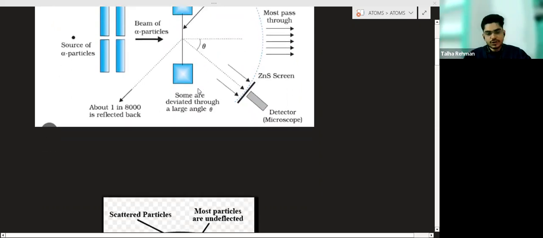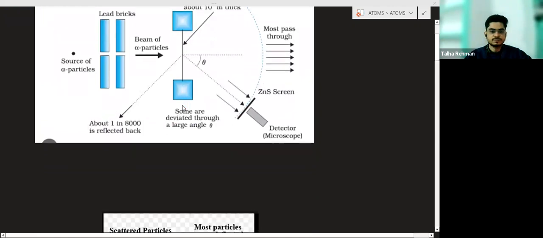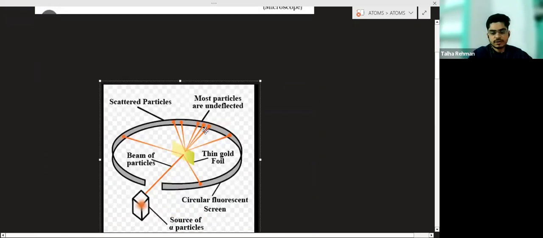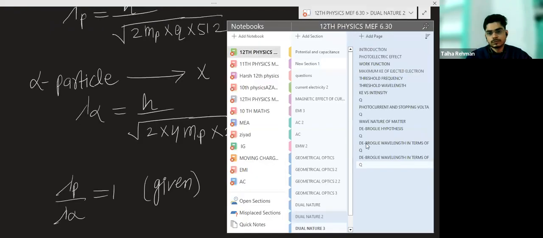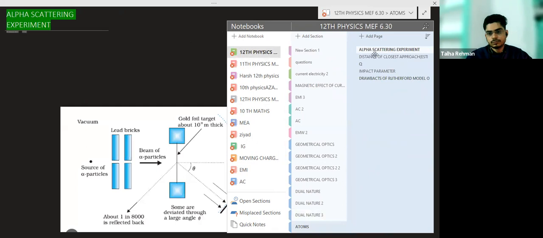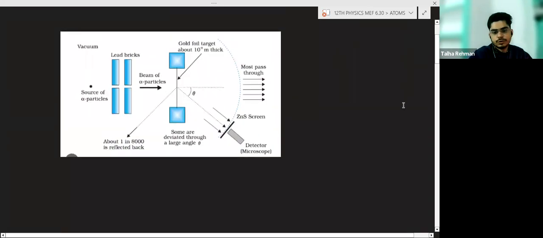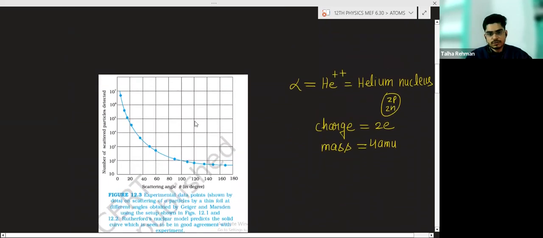So after doing this experiment, there are some conclusions. I am removing this diagram, no need of this diagram. Now we will see the conclusion.